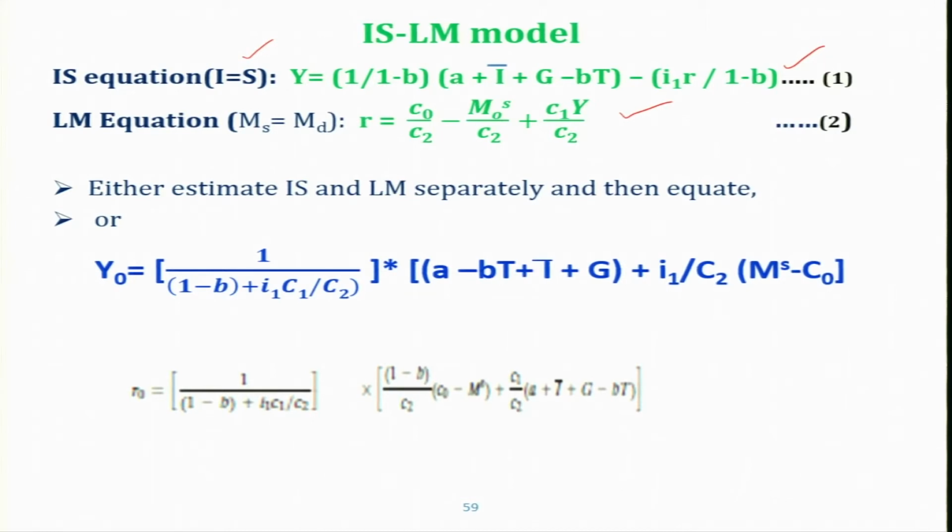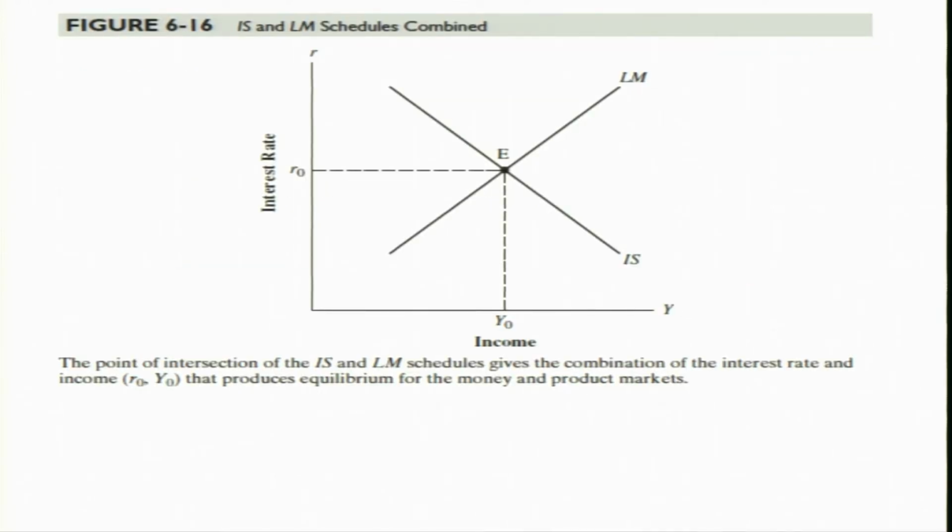So there are two ways. Either you solve it in terms of the equilibrium level of income, Y naught: equating the IS equation with the LM equation, you will end up with this equation. Or alternatively you can solve it for the equilibrium level of rate of interest, and then you will come up with this equation. Algebraically, this is how we can find the IS-LM model coming together, when both the product market and money market are in equilibrium. Diagrammatically we can show it in this way.